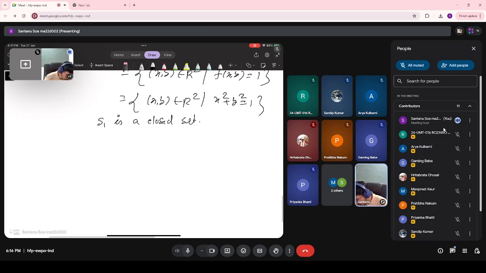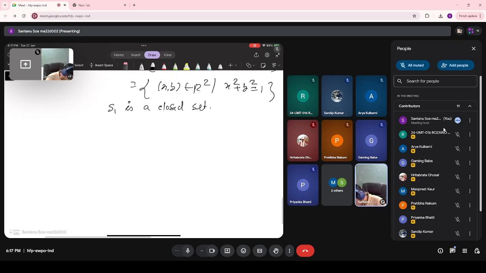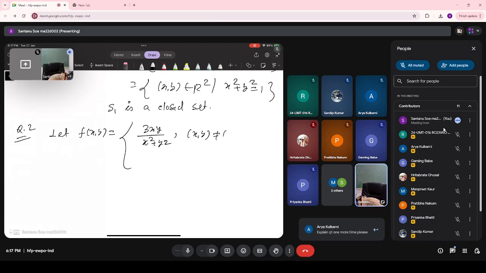Okay, so now I'm going to go to the next question, which is to find out the limit of a function of two variables. So this is question number 2. Now the function is given like this. Let f of x comma y equal 3xy divided by x square plus y square when x comma y is not equal to 0 comma 0, and 0 when x comma y is 0 comma 0.